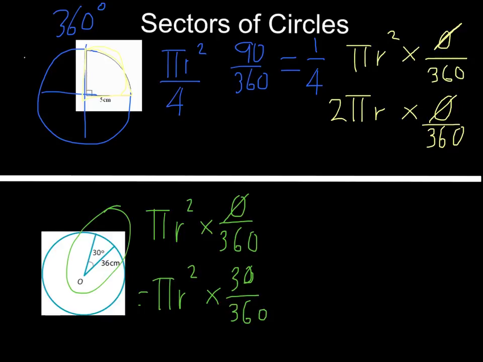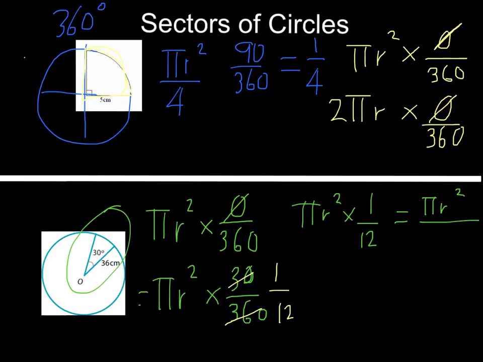That's our angle size. You might be able to see that we're able to simplify this fraction straight away. 30 is a factor of both, so 30 divided by 30 is 1, and 360 divided by 30 is 12. So in this case, pi r squared times 1/12 makes it a bit easier. Multiplying by 1 won't change anything, so it's pi r squared times 1/12, the same thing as dividing by 12. So that is what we're going to do to work this out.